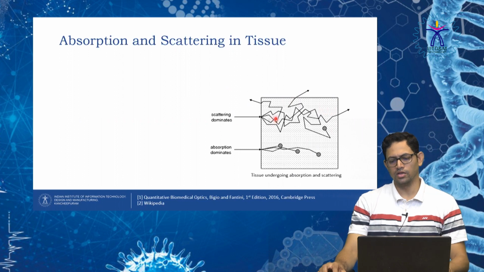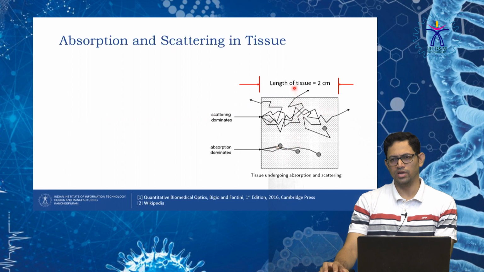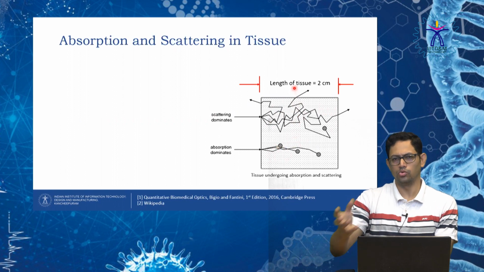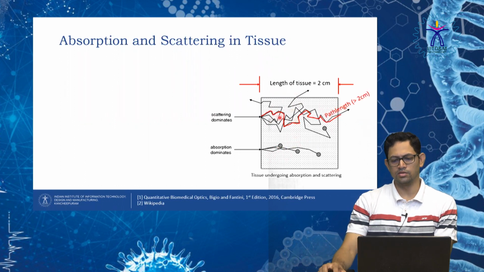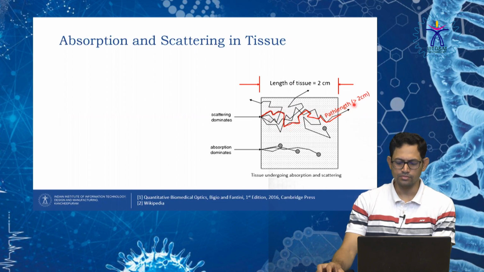Now you can see again the photon is interacting with this tissue. It goes to backscattering and forward scattering, and then some of them get absorbed. Now assuming the length of the tissue is changed from 10 mm to 2 centimeters, this is how you define the path length. The total distance traversed is going to be significantly more than 2 centimeters, not the same as 2 centimeters.